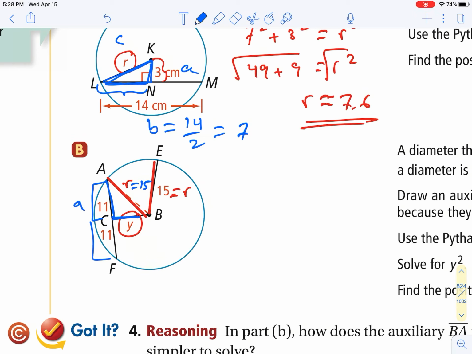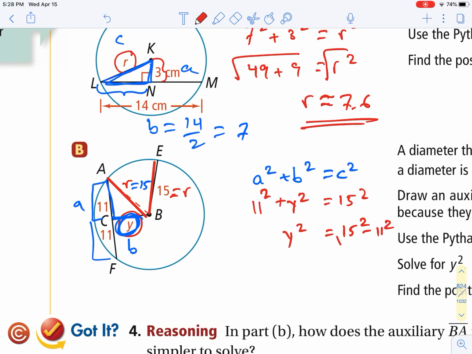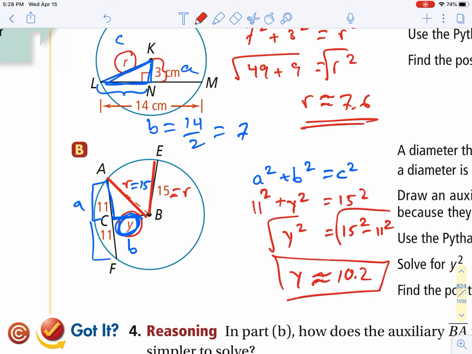We'll call that A, and even though we have a value of Y, we'll call that B. So if we just said A squared plus B squared equals C squared, we'll see that the setup's slightly different here. That is 11 squared plus Y squared equals 15 squared. So Y squared equals 15 squared minus 11 squared. Throw that into your calculator, and Y is approximately equal to 10.2.